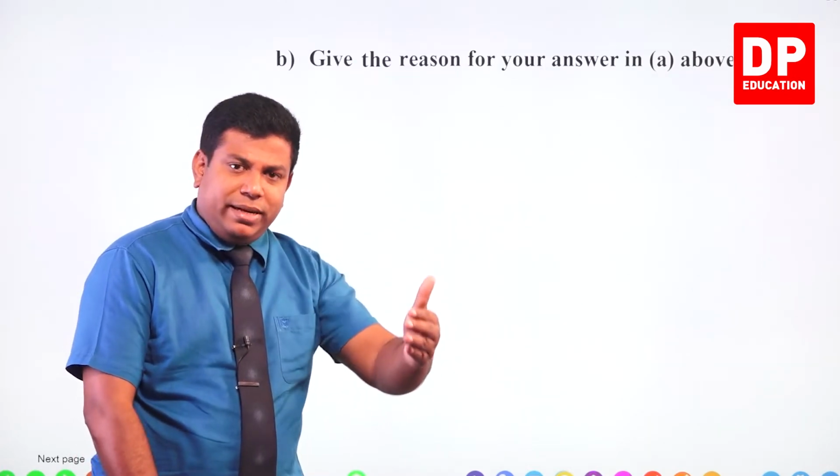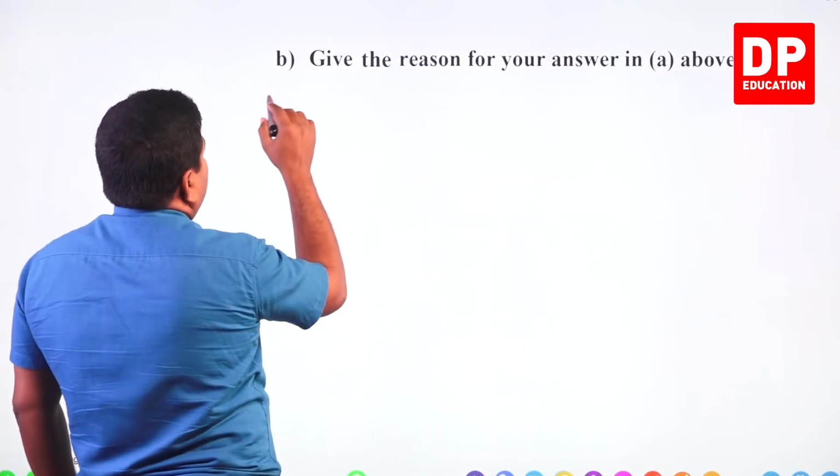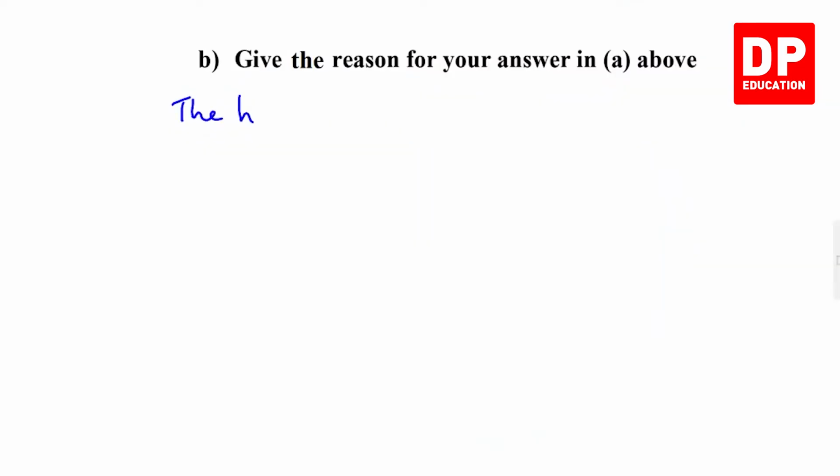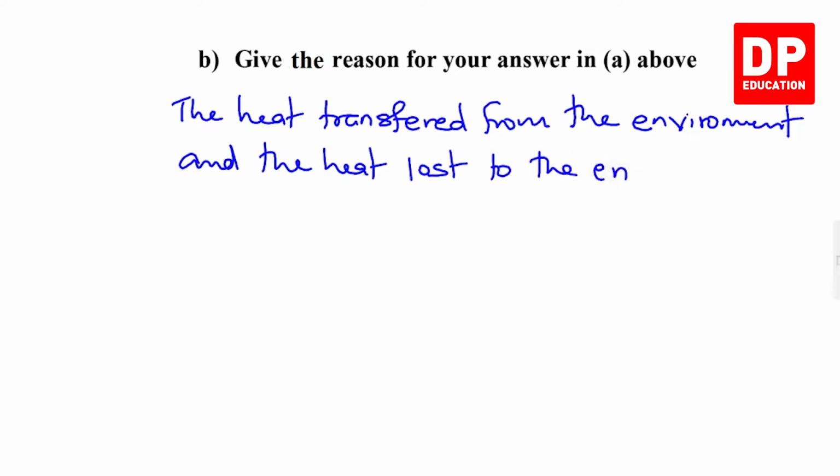Next. Give the reason for your answer in A above. You know the heat will be transferred out and transferred in and it will compensate. So we can say the heat transferred from the environment and the heat lost to the environment will compensate each other.